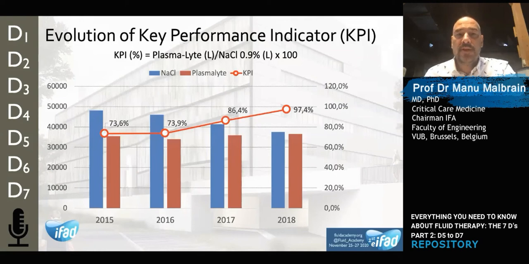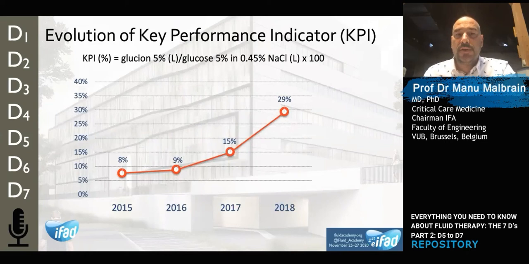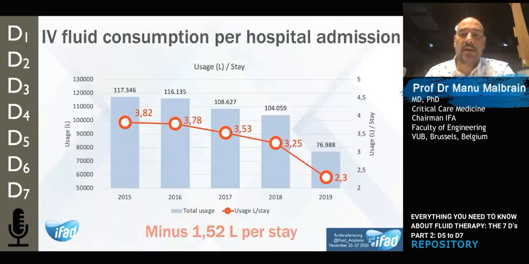So what are the key performance indicators? We want to give more balanced and less abnormal saline, so you see an increase in this ratio. We also want to give more correct hypotonic maintenance solutions versus the unbalanced maintenance solutions. So there is an increase here.